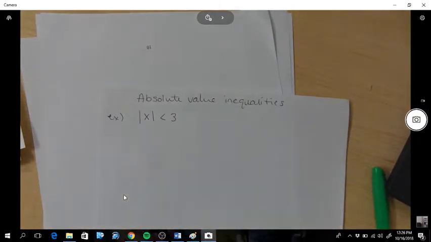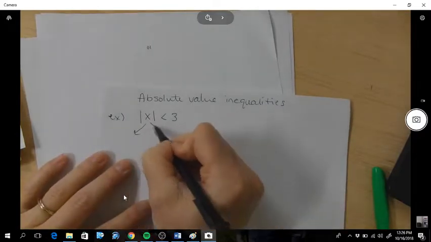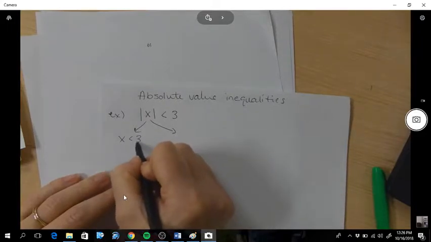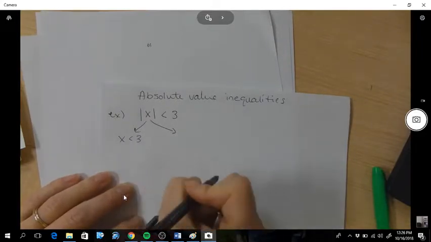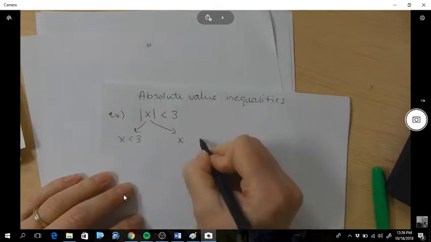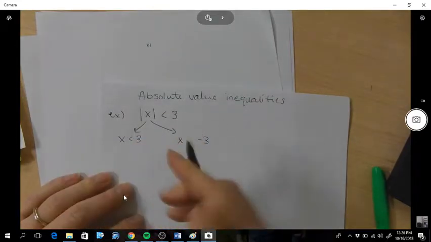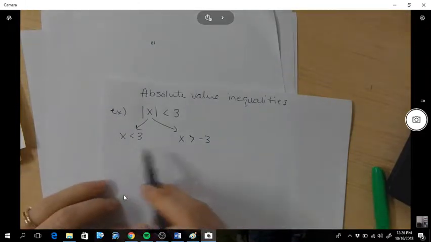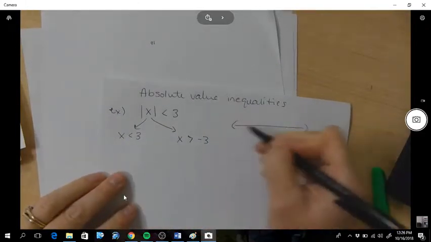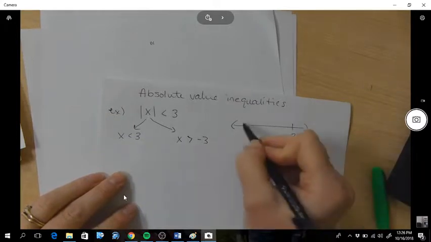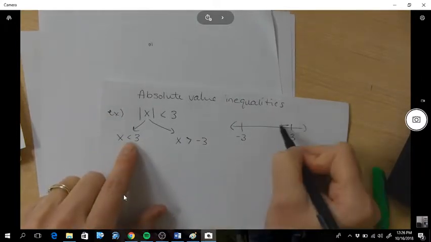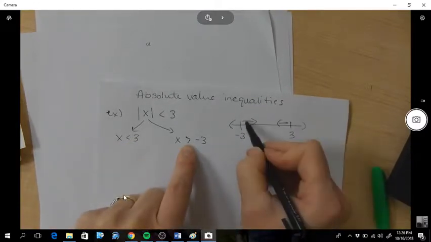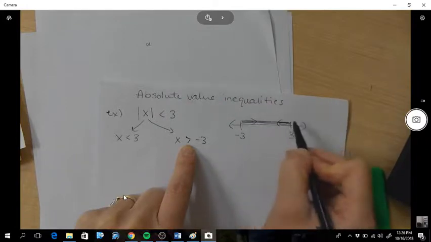The absolute value of x is less than 3. The system is that you're going to split it into two situations where you go x is less than 3, and then you're going to take the negative, but this time you're going to switch the sign. So the solutions are anything that's less than 3 and anything that's greater than -3, so anything in between there.